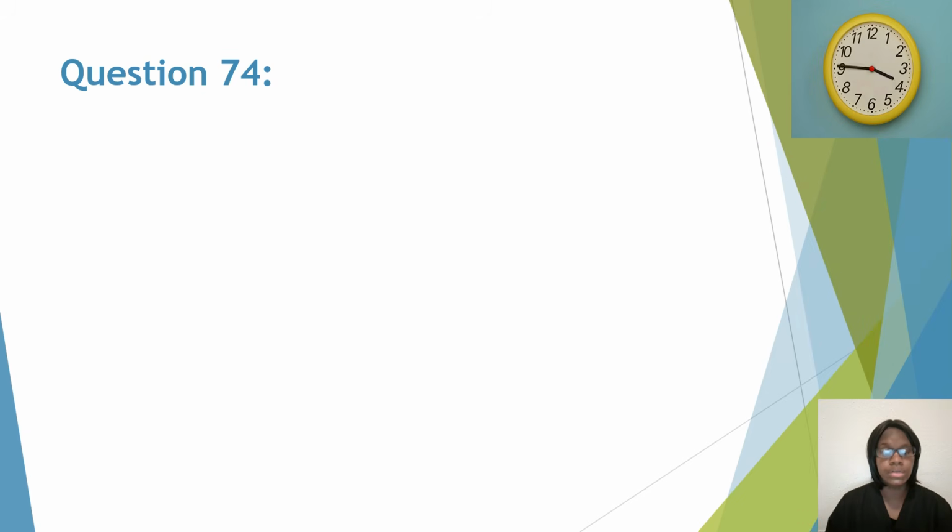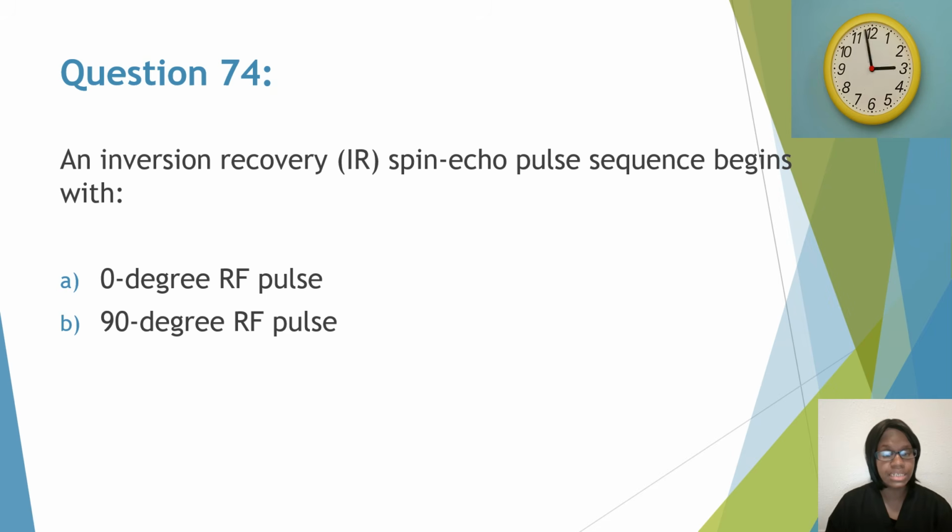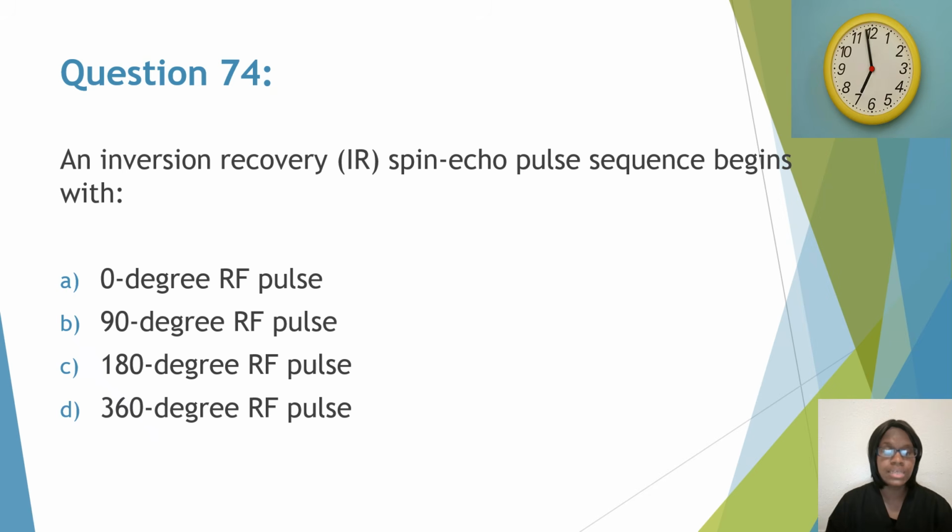Question 74. An inversion recovery IR spin echo pulse sequence begins with A, 0-degree RF pulse, B, 90-degree RF pulse, C, 180-degree RF pulse, D, 360-degree RF pulse.